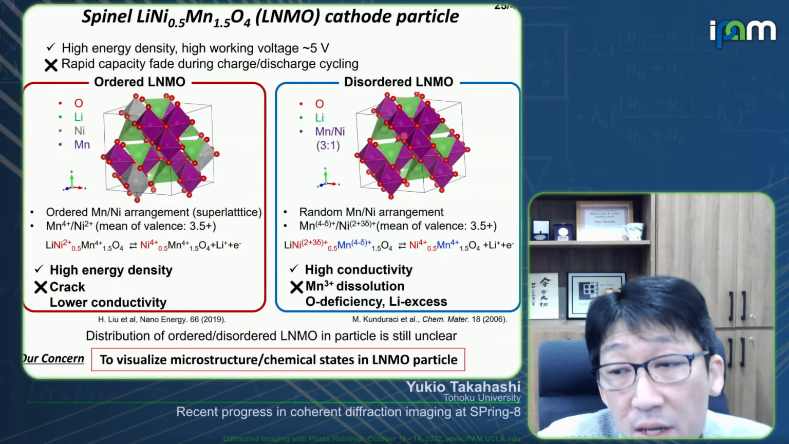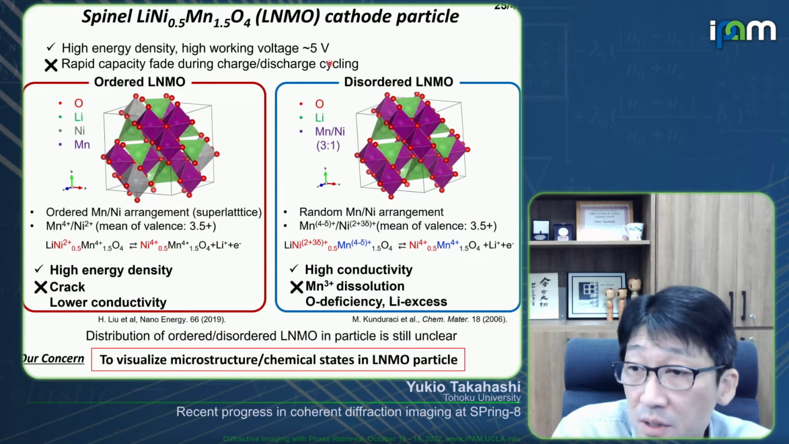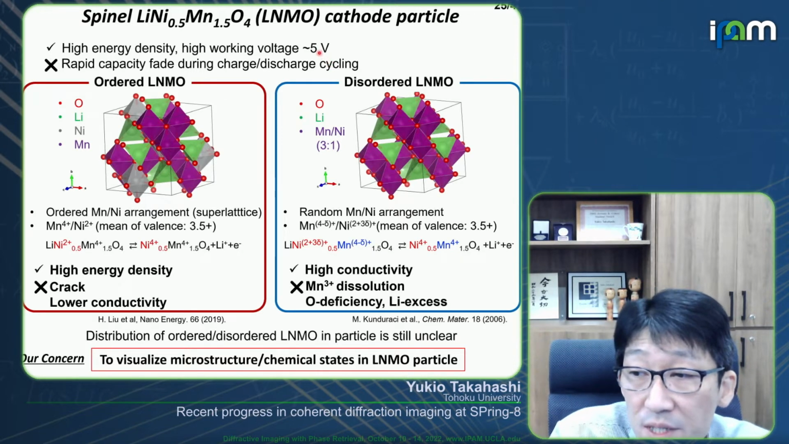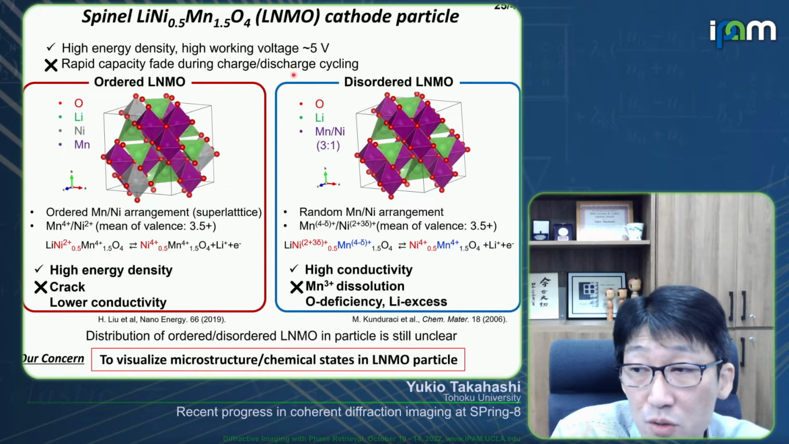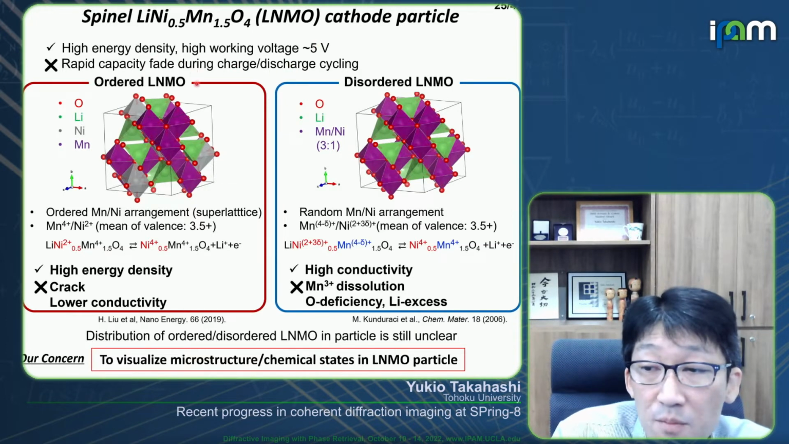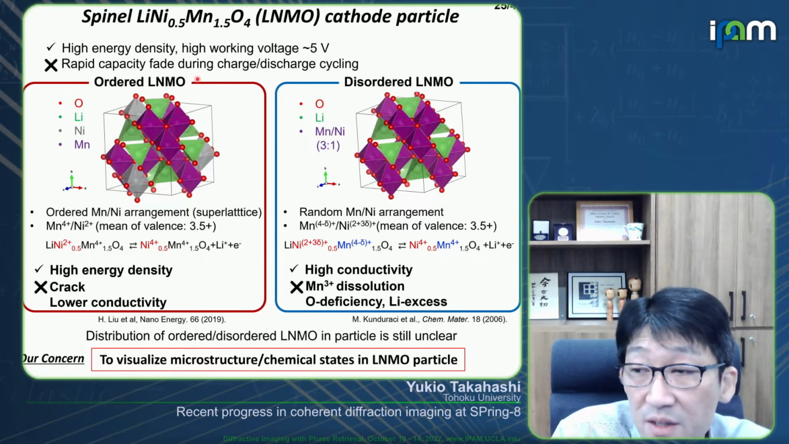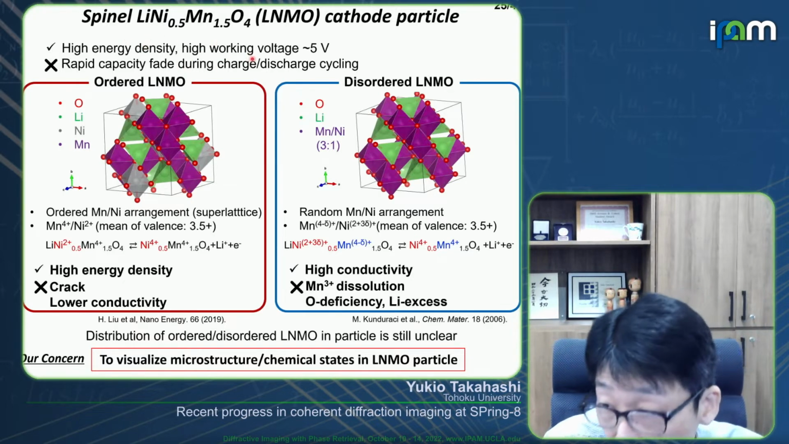Okay. Next application is a battery material, that is LNMO, which is known as a promising cathode material for a next generation lithium-ion battery because of its high energy density and high working voltage. But there are some problems for practical use. One is the rapid capacity fade during charge-discharge cycling.